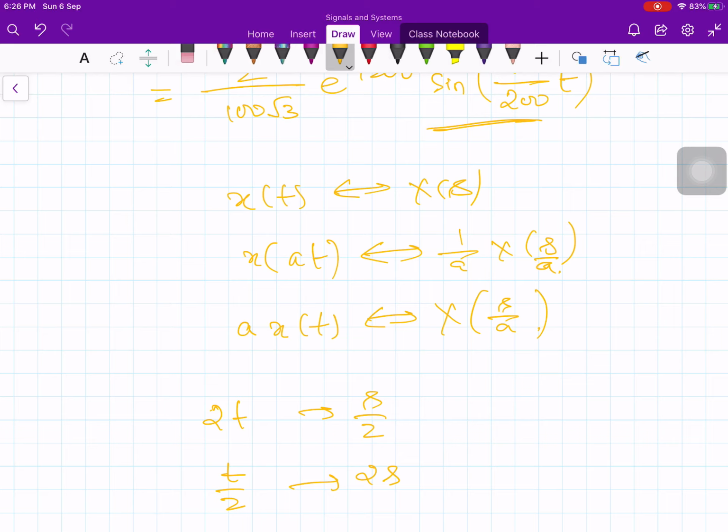On the other hand, if you spread out in the time domain, then the frequency domain gets compressed, taking smaller values. That's what we mean.